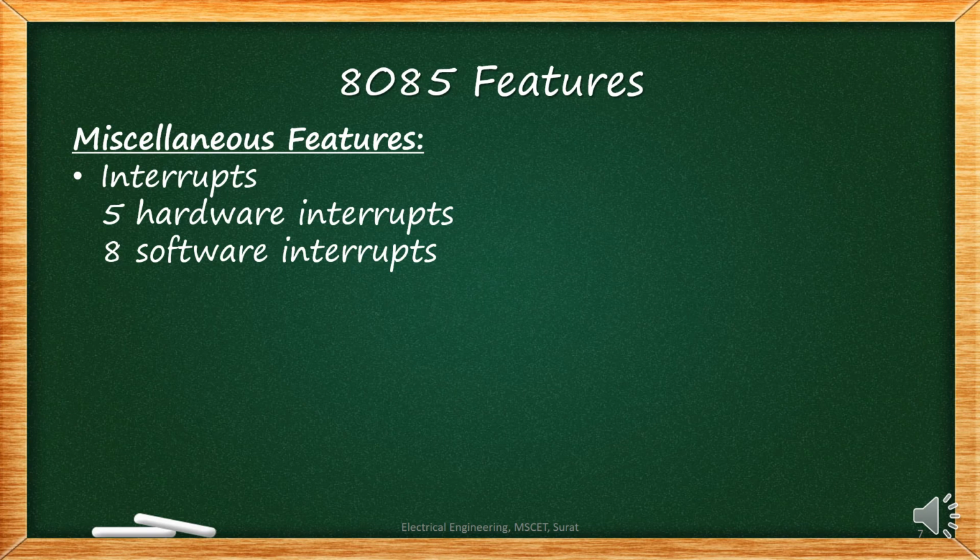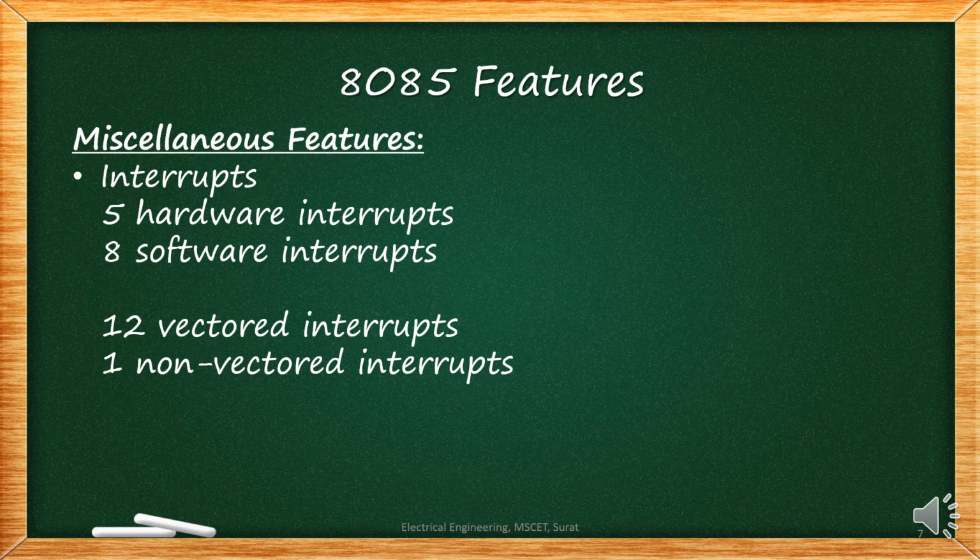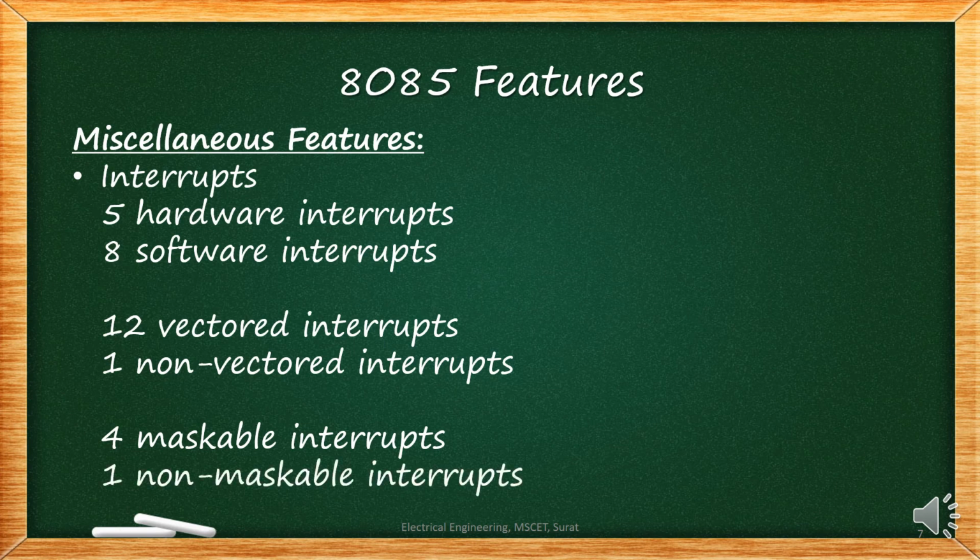Now we can classify it as vector and non-vector interrupts. It has 12 vector interrupts and one non-vector interrupt. Similarly, we can classify it as maskable and non-maskable. So it has 4 maskable interrupts and one non-maskable interrupt. So this is about the interrupts, and we are going to see it in detail in our interrupt topic.